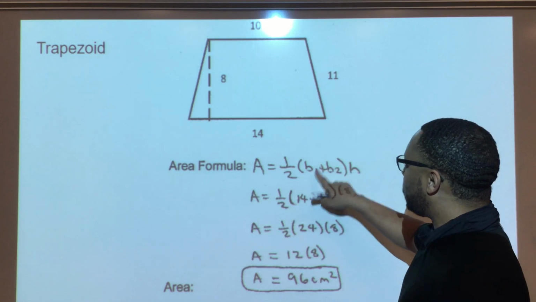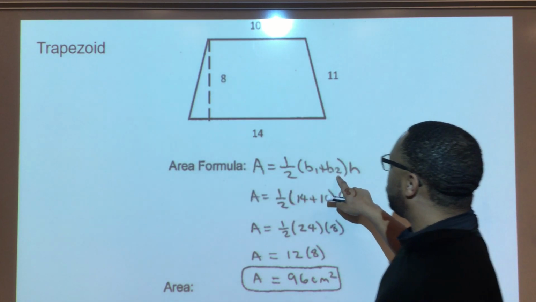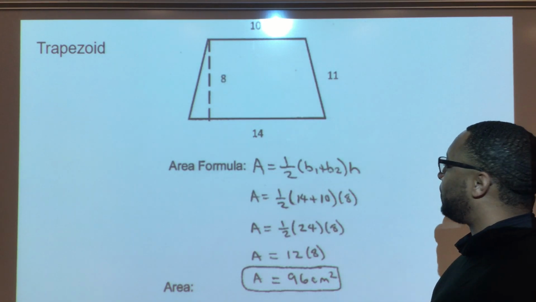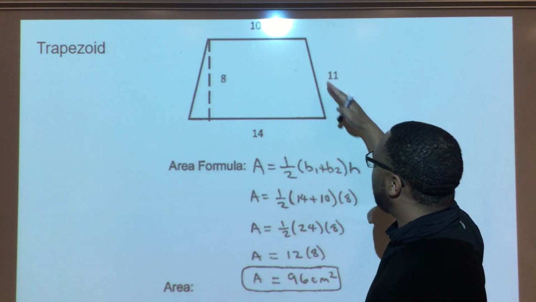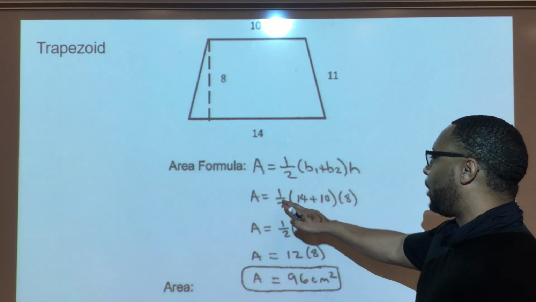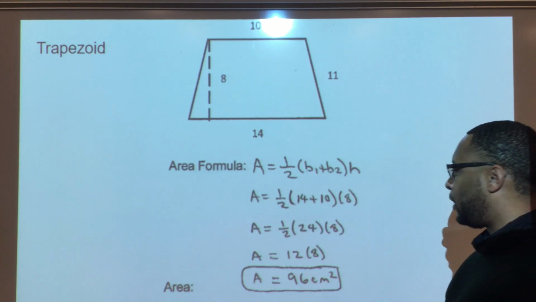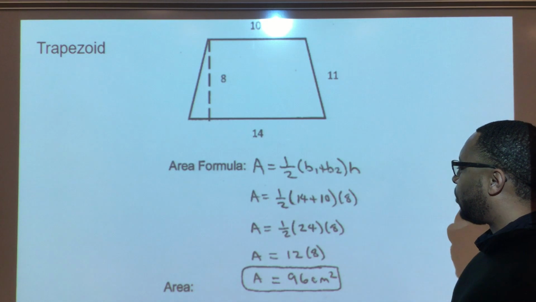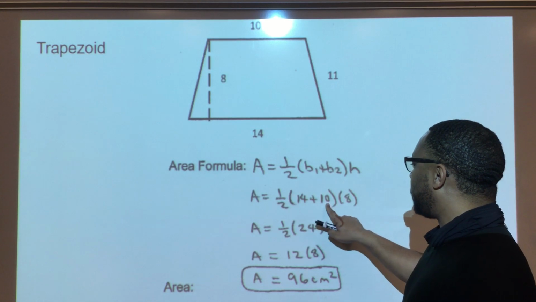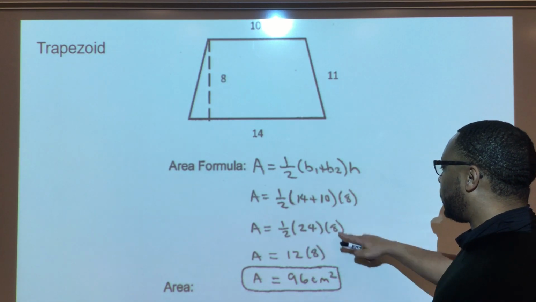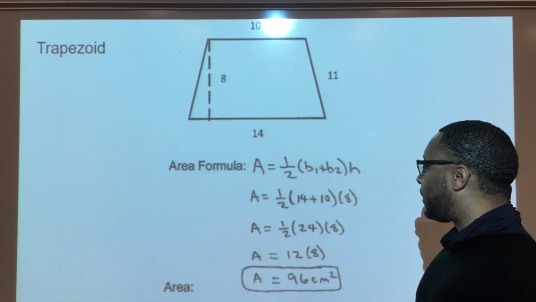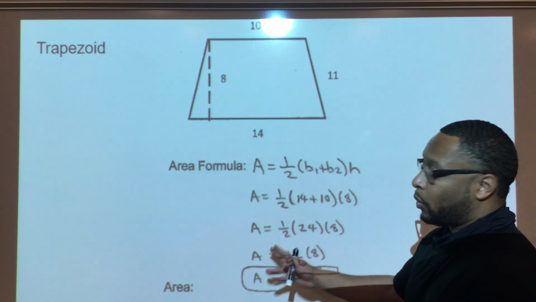So base 1 is 14, base 2 is 10. Doesn't matter if you flip them and you put the 10 first and the 14 next, it doesn't matter. The height is not the 11 because it's slanted. It's going to be the one that's straight up and down, which is 8. The 1/2, that's just part of the formula. And then look at what we do. We just follow our order of operations, which tell us to take care of what's in parentheses first. 14 plus 10 gives me 24. Bring down what's left. 1/2 times 24 is the same thing as 24 divided by 2. So you're asking yourself, what's half of 24?